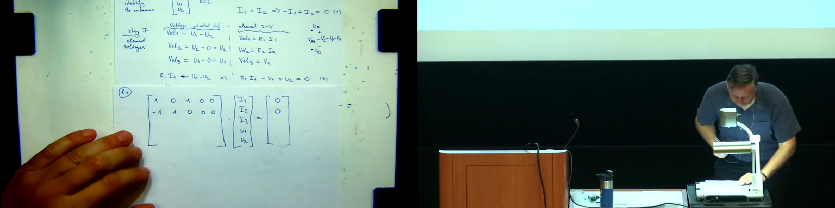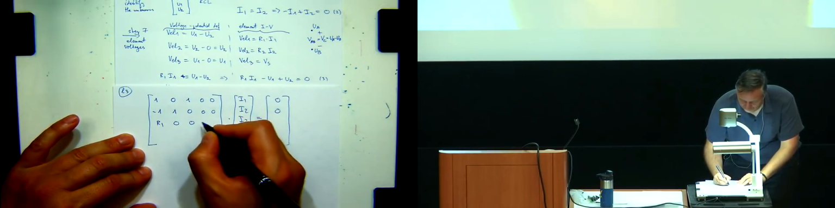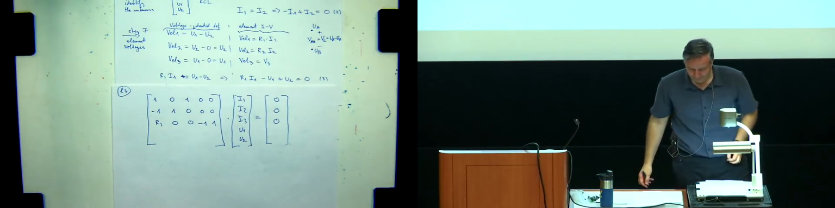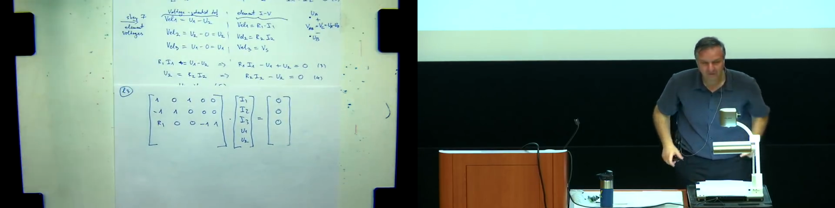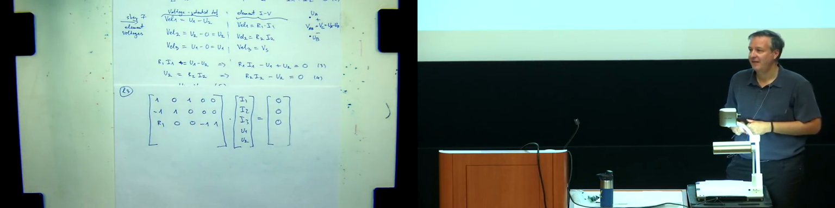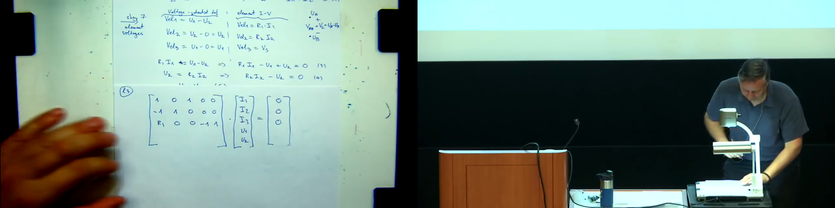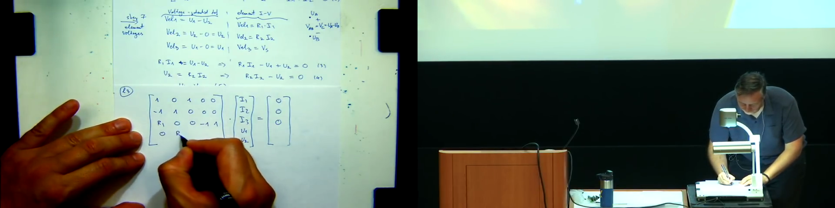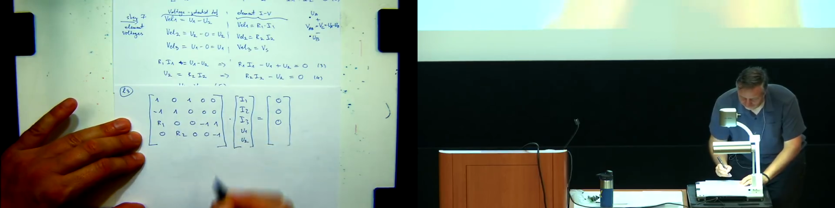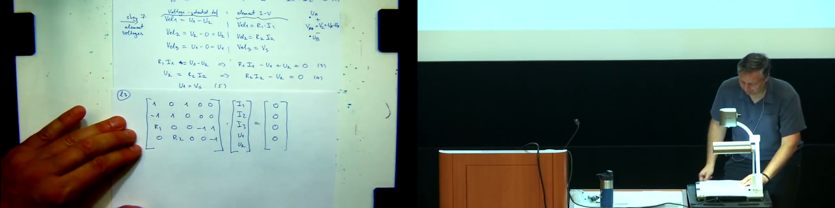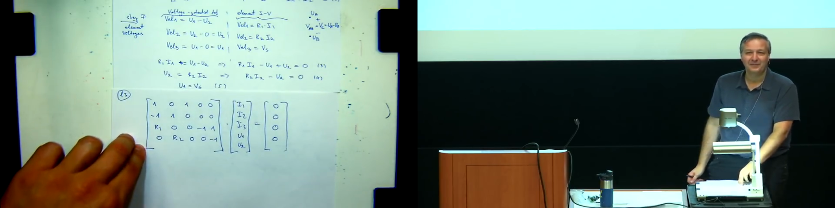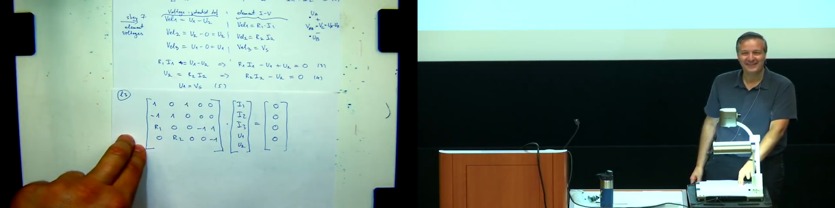Yes? Okay. 0, 0, 1 equals 0. Oh, sorry, number 4. Anyone? Yes. 0, negative 1 equals 0. Okay? And the last one? Easy peasy. Come on. Who wants this one? Yes?